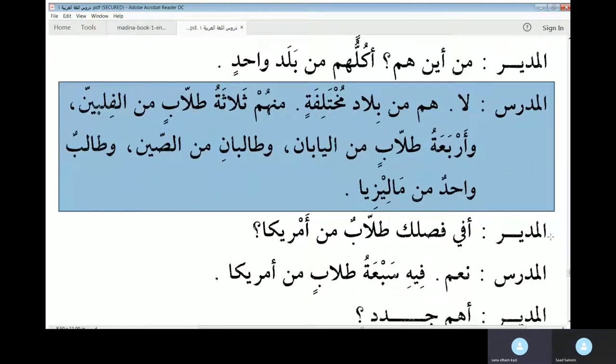La, hum min bilad mukhtalifatin. No, they are from different cities. Countries. Oh, countries. Bilad is country. Minhum salasatu tulabin minal Filbini. Minhum, they are salasatu tulabin, three students from Philippines.